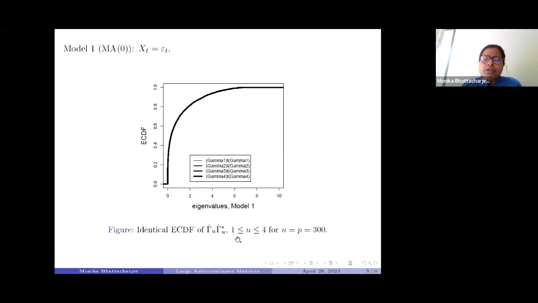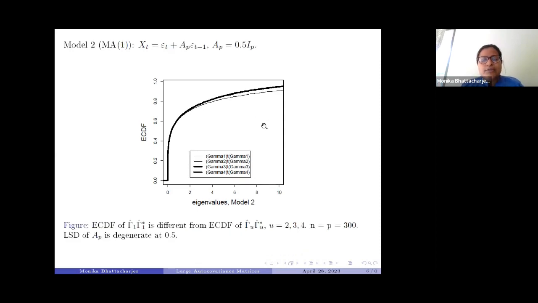I plot it for order u equal to 1 to 4, and for n equal to p equal to 300. We actually tried more values of n and p, and the convergence already occurs because all the figures look the same. So here I take only one figure, but of course the convergence occurs, and there is no point in showing the other figures. You can see that all the ECDFs coincide. So this gives us a conjecture that if we consider a moving average process of order 0, then the LSD of the symmetric product of sample autocovariance matrices is going to be identical for u greater than or equal to 1.